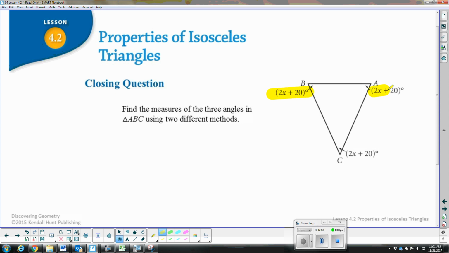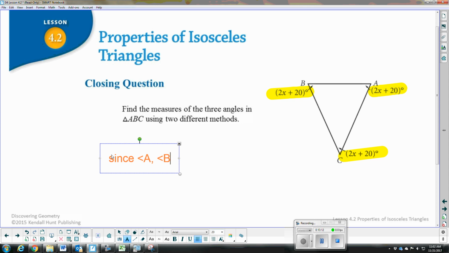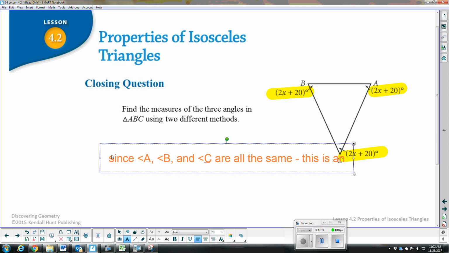So first let's look at all the degrees: 2x plus 20, 2x plus 20, 2x plus 20. Each of those angles, A, B, and C, is 2x plus 20. That means that they're all the same. So since angle A, angle B, and angle C are all the same, this is an equiangular triangle.